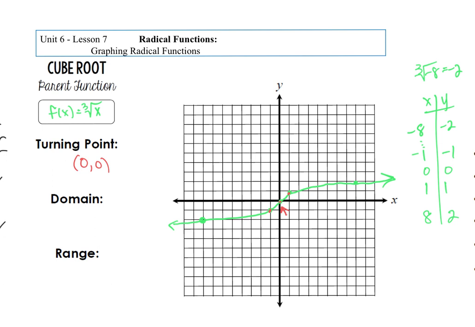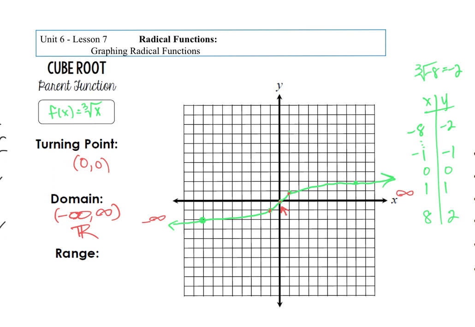Our domain is left to right. We are going to the left forever, which is -infinity, to the right forever, which is +infinity. So we could write the domain like that, or we could say that it is all real numbers. They mean the same thing.